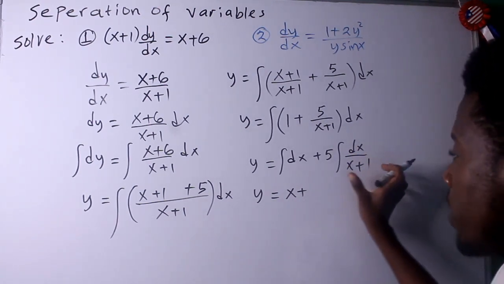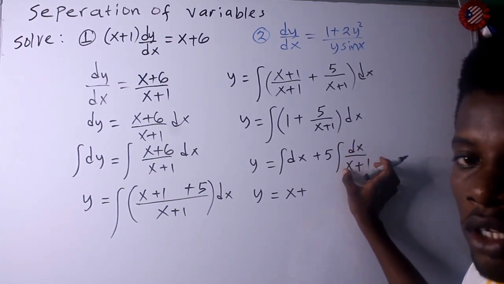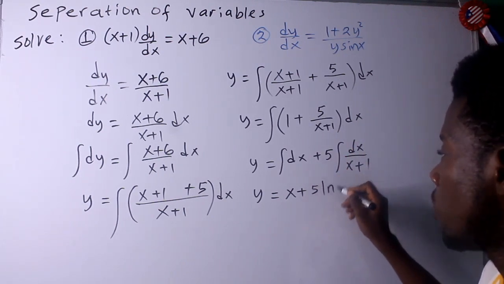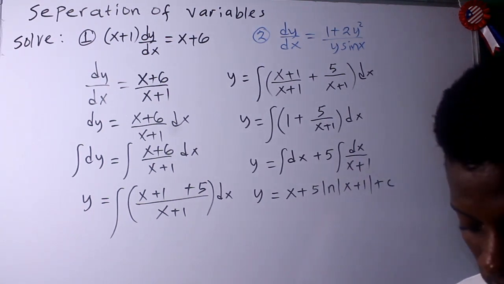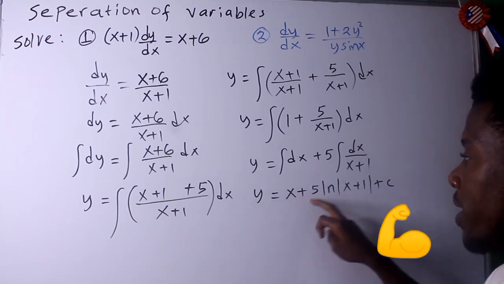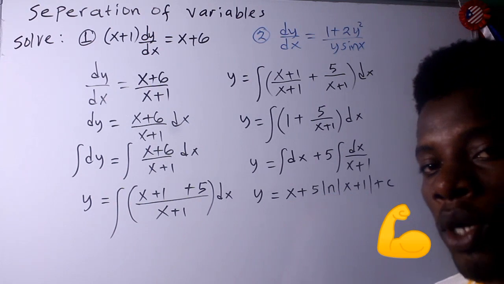So this is like the derivative of a function over the function. The derivative is up and the function is under. That will give us the ln. So it will be the ln of the function, x plus 1, plus c. Therefore, if we solve that differential equation, you are going to have y equals x plus 5 ln of (x plus 1) plus c. And c is an arbitrary constant.